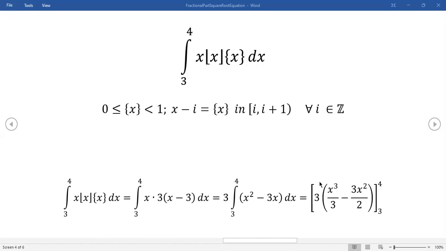Odd-looking definite integral. Now this reads the integral from 3 to 4. The limits of integration are 3 and 4. You can see here the lower limit and the upper limit are 3 and 4. Now this says x times the floor of x times the fractional part of x.